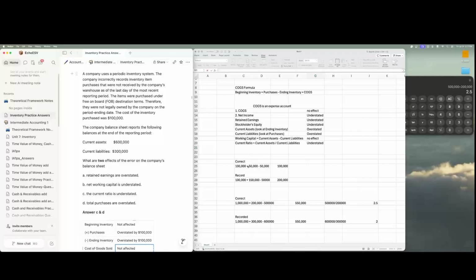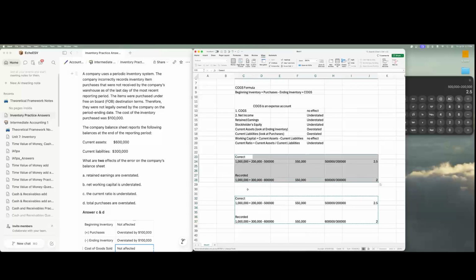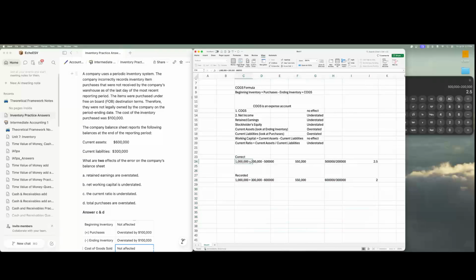Okay, so here's an example of the correct amount, if it was correct. Let's say the beginning inventory is $1 million worth of inventory. Beginning inventory is correct. Purchases was 200,000, and the ending inventory should be 500,000. But as you can see, what's recorded is that the current assets, as in the ending inventory, is 600,000, and the current liabilities, as in purchases, is 300,000.